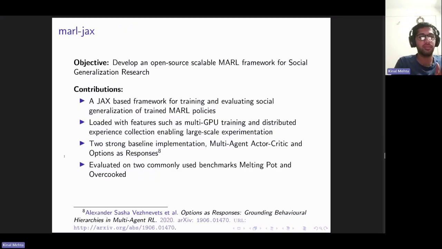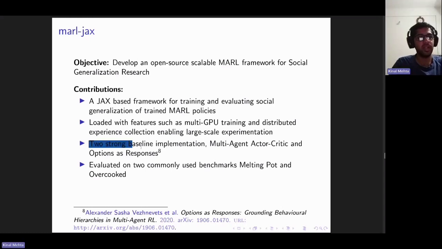So here our goal was to develop an open source scalable framework for multi-agent learning, which caters to social generalization research. So this didn't start like this. It basically started when we wanted to focus on social generalization in multi-agent, but there were no libraries or any code base available, and that is why we started developing it on our own. Our major contributions are we develop a JAX-based framework for training and evaluating social generalization for training multi-agent policies. And it is loaded with features like multi-GPU training, distributed experience collection, and everything. So this is a highly scalable framework depending on the number of resources that the user has.